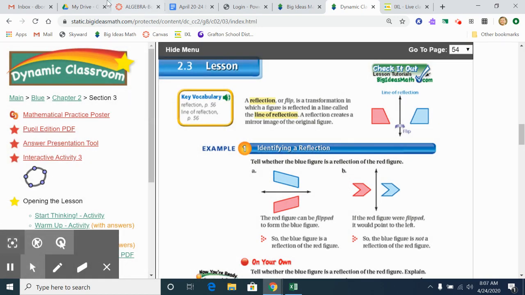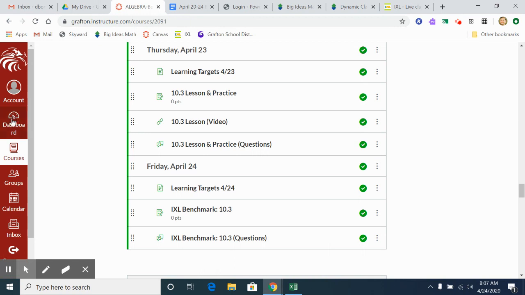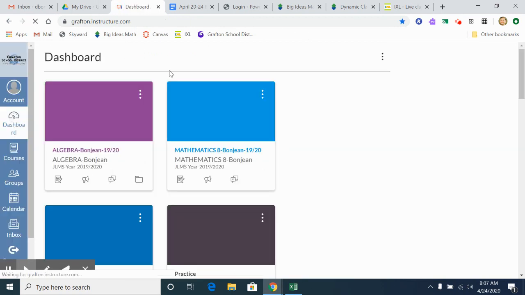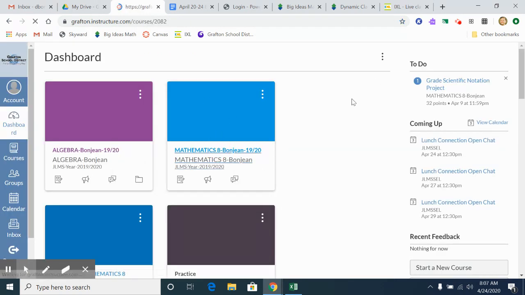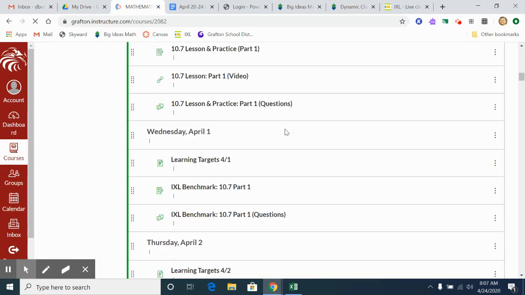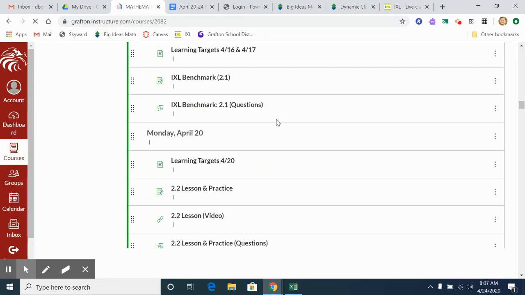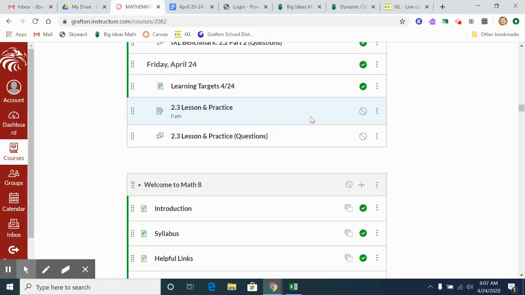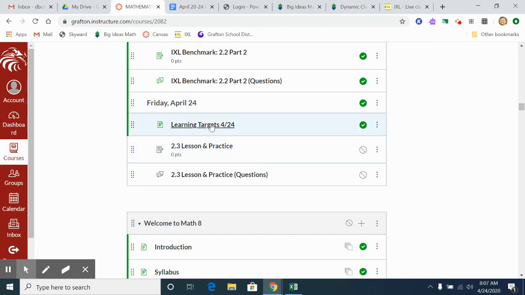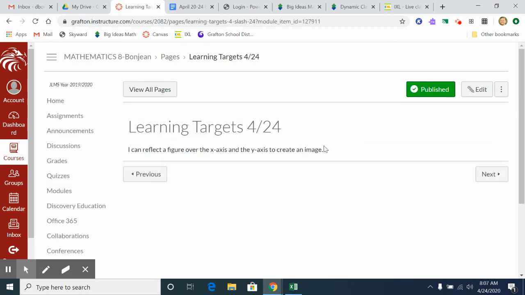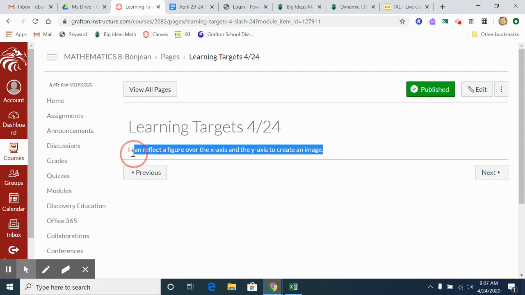But the main goal we want to meet today is, our main goal is going to be this right here: that I can reflect a figure over the x-axis and the y-axis to create an image. And I'm going to teach you how to do that today.